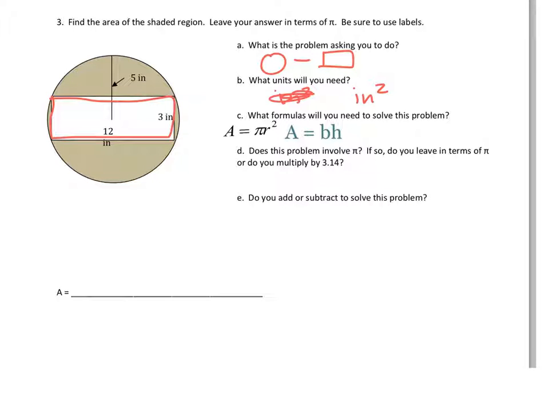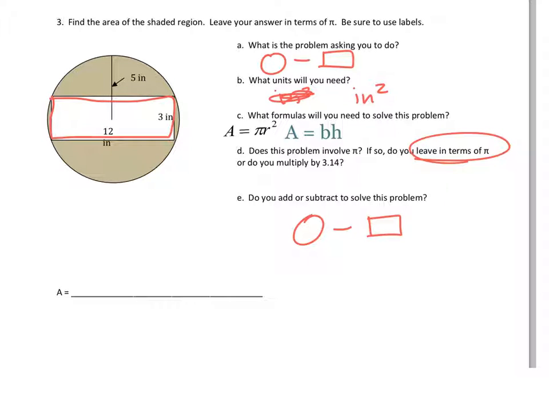Does this problem involve pi? Yes, it does. And it says up here at the top, leave in terms of pi. So we're going to do that again. So leave in terms of pi. That's what we're looking for. Do you add or subtract? This one we're going to subtract. So again, as we said, it's circle minus rectangle.